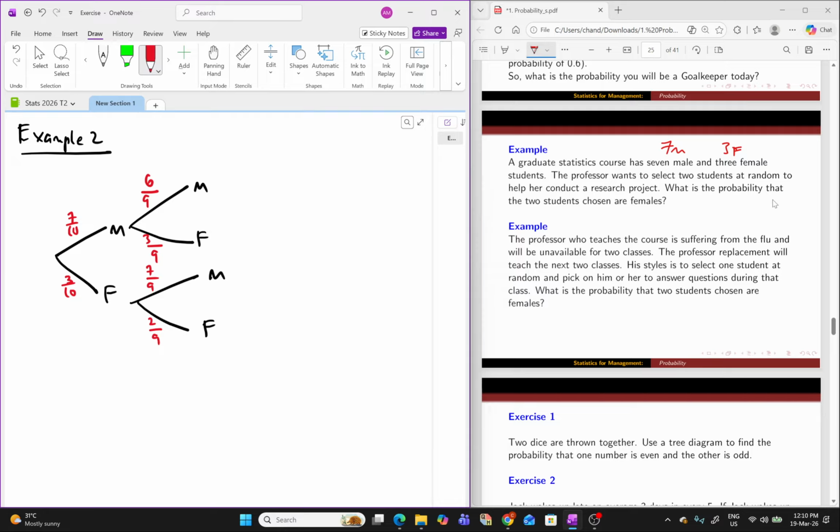What is the probability that the two students chosen are female? So female and female. Two students are female, you go by this branch. What you have to do? Multiply. You multiply, you get 1 over 15. The probability of both female is 1 over 15.